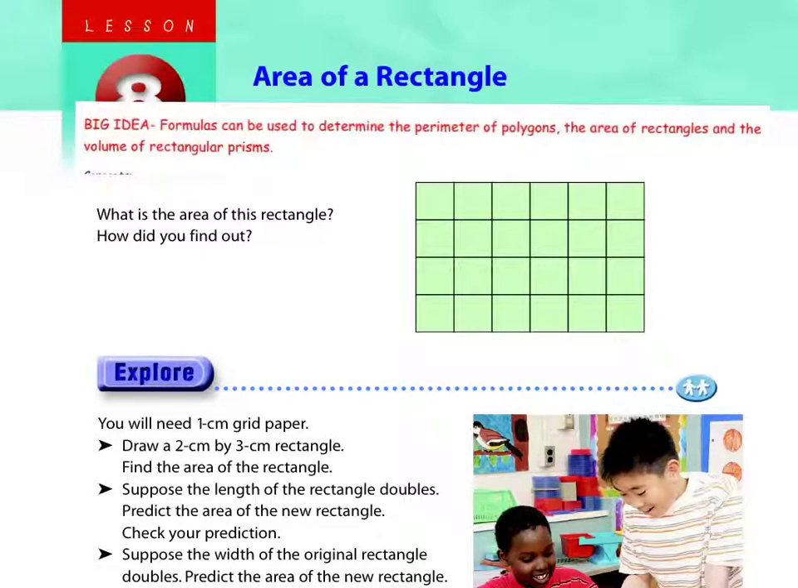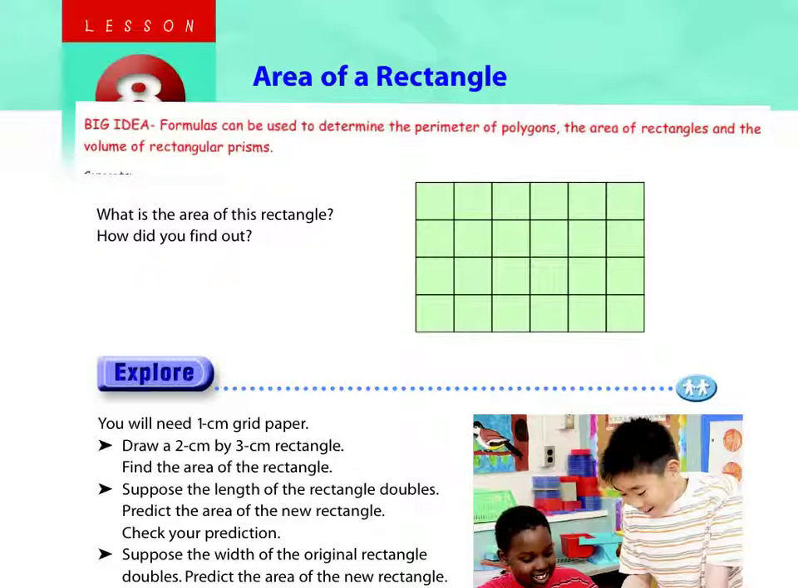All right, we're on to lesson number 2, and our big idea continues to be formulas can be used to determine the perimeter of polygons, the area of rectangles, and the volume of rectangular prisms. Today we are talking about area of rectangles. So let's take a look at this rectangle, and what is the area of this rectangle?